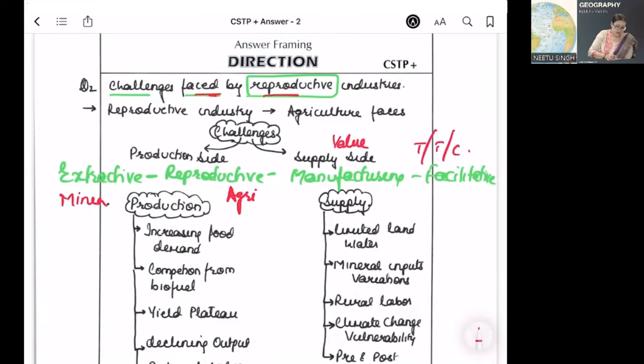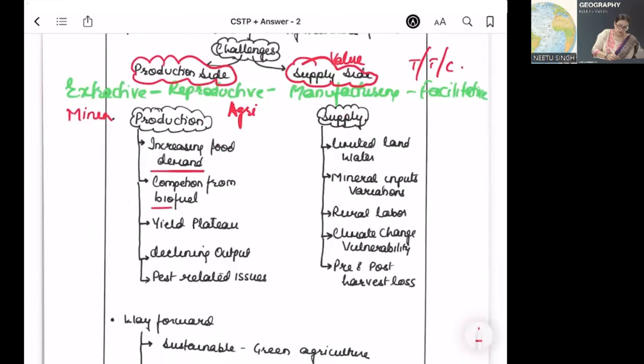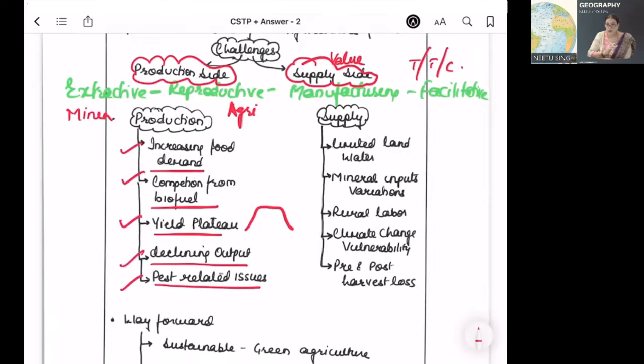What are the challenges faced by reproductive industry? Challenges are at the productive side, the production side and the supply side. Once again: increasing food demand, competition from biofuel, yield plateau, largely because of unsustainable agricultural practices, soil exhaustion, change of climate, declining output, pest related issues. Think about it. I think you are readily appreciating.